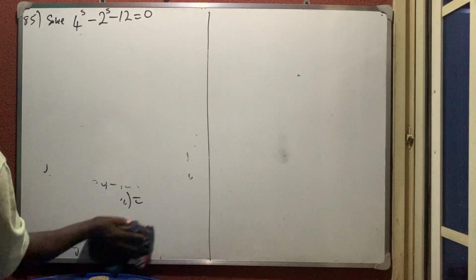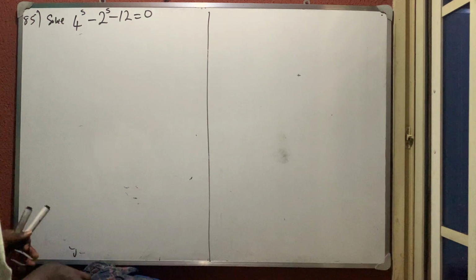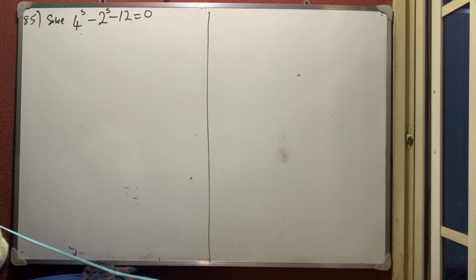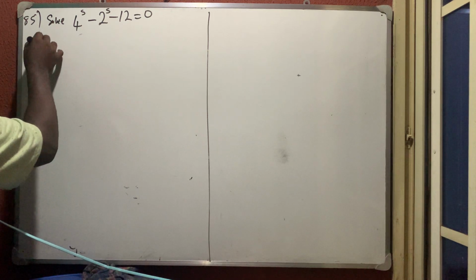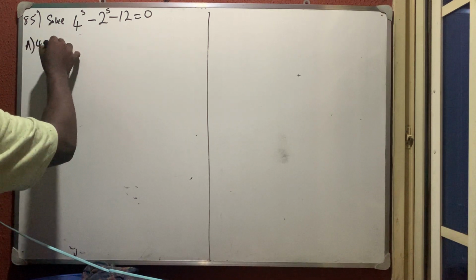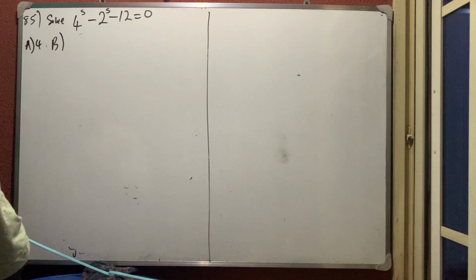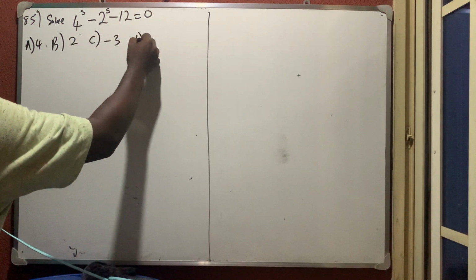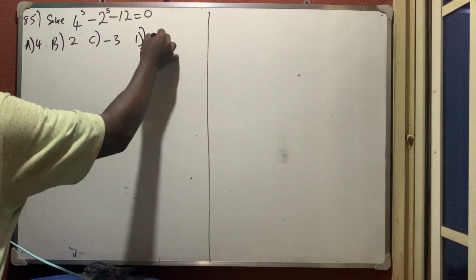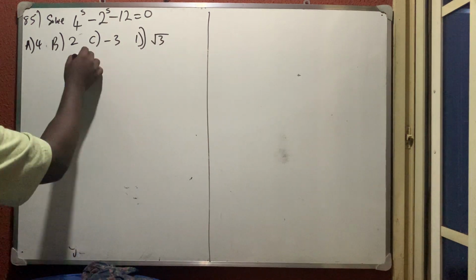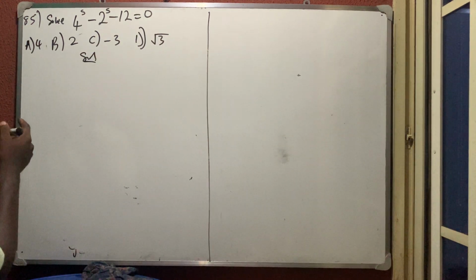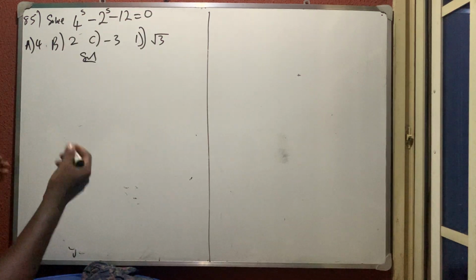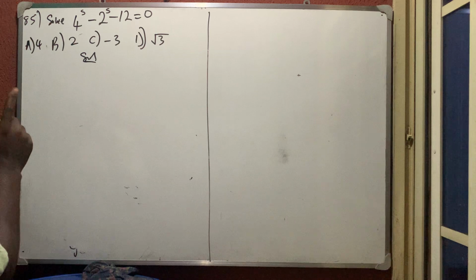Then what if you want to solve it by shortcut? If you want to solve it by shortcut, we are going to check the options. Let's use the options there. Option A is 4, option B is 2, option C is minus 3, and option D is root 3. Very simple solution. From the options, substitute the option into the left hand side to know if you get this 0 on the right hand side. Very simple. And start with the one that is easier.